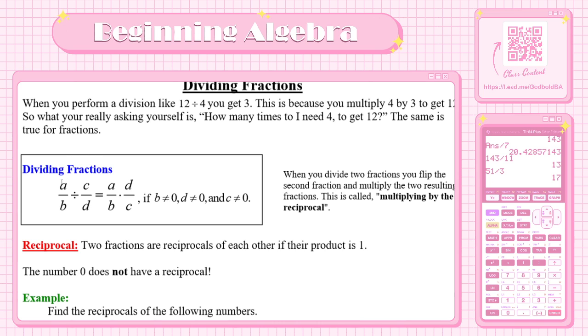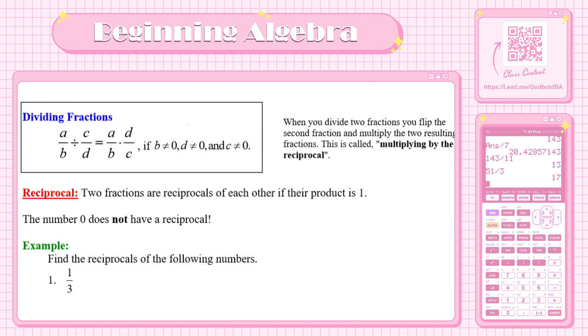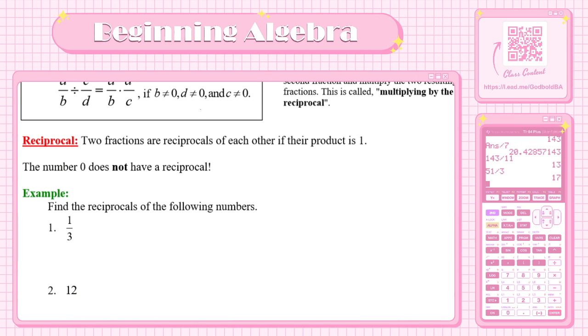If you have a over b divided by c over d, you rewrite it as a over b times the reciprocal of this, which is when you flip it. So the reciprocal is d over c. If I want to multiply or do any kind of division, the first thing I need to do is figure out what the reciprocal of something is.